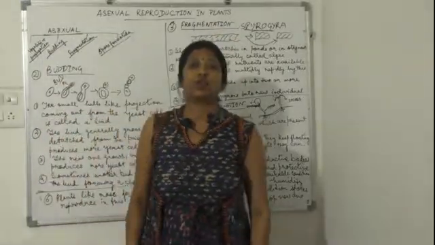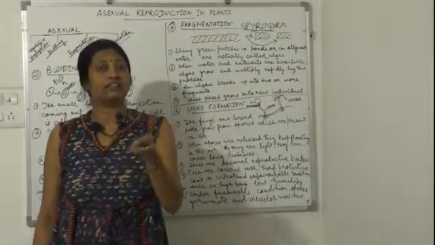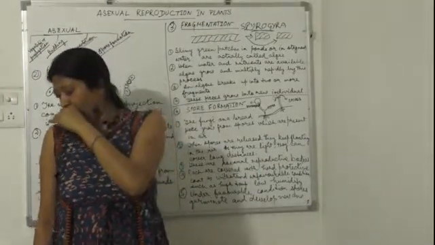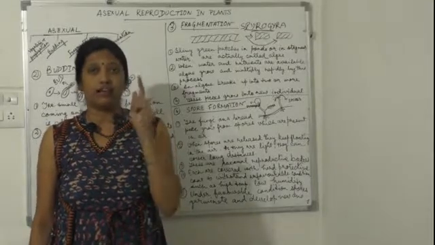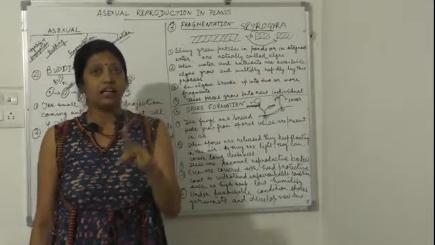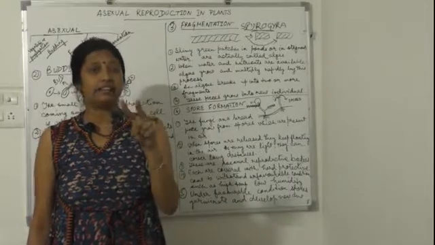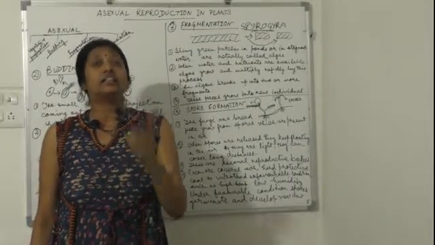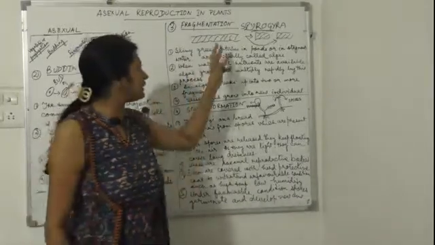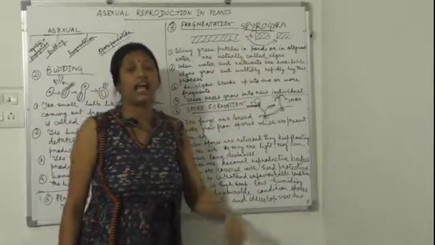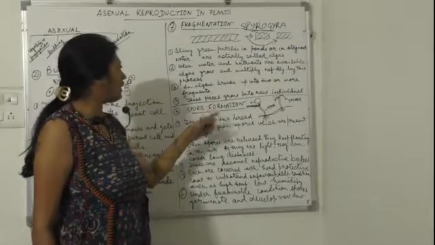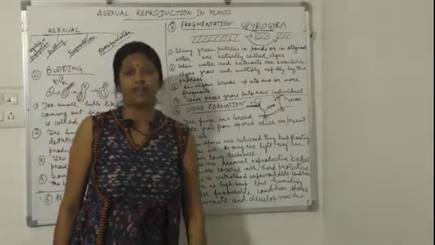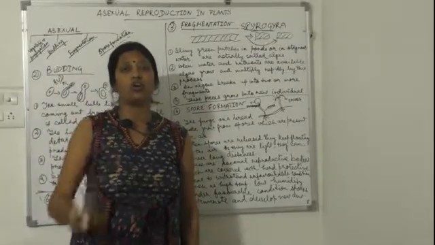As I have told you in my previous session, I have discussed vegetative propagation, number one, asexual reproduction in plants. Second one is budding, that is budding in yeast. Third one I have just discussed, that is fragmentation in algae, the example is Spirogyra. Last but not the least is spore formation. What is spore formation?